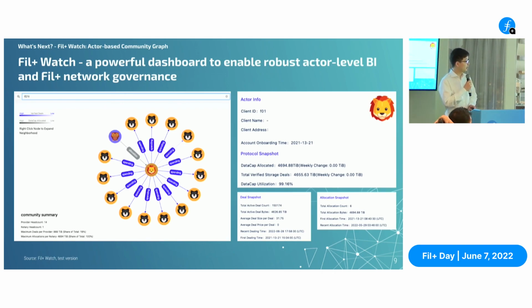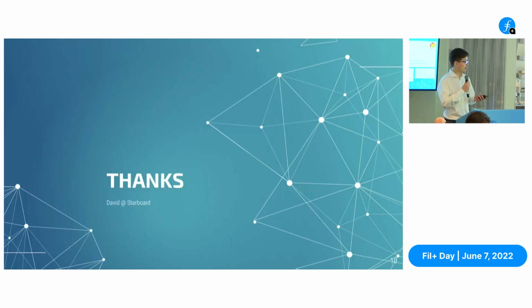Finally, last but not least, we're also building another product called Flow Plus Watch, which is a visualization layer on top of Canvas. It's one of the functionalities. Basically, you can do sub-community graphs, which visualize the data cap flow from notaries to clients and ultimately to storage providers. So it's another interesting thing we're working on. I think I'm at time.